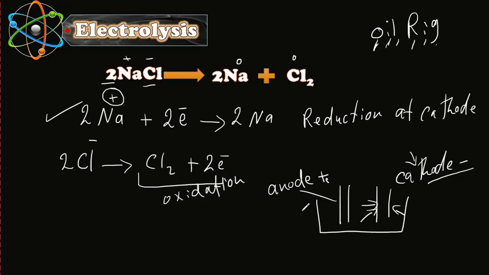Okay, at which terminal did this reaction happen? At the anode or at the cathode? Look, the charge of chlorine is negative, so it will be attracted to the positive terminal, the anode. So this reaction happened at the anode. And that is it. Let's look at another example here.